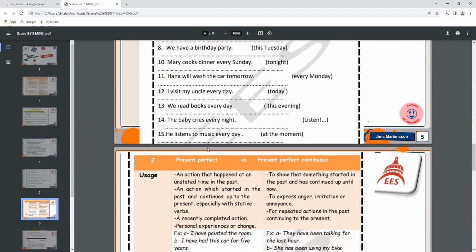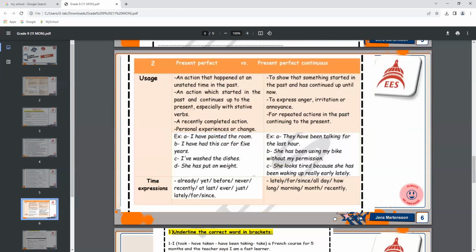Okay. Now I believe that the two tenses, the present simple and the present continuous, are easy. They are clear now, and I believe that you get them. Let's take a look at the present perfect and the present perfect continuous. Okay. Let's take a look at the usage. The usage, the present perfect. We use it for an action that happened in the past, but the time is unstated.